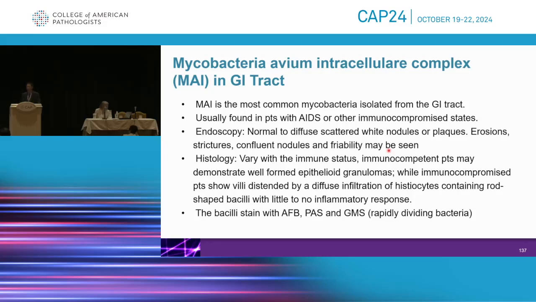And then the stains we use, AFB is positive, PAS, PASD, all positive. But remember, you can do GMS. GMS is a very good stain for fungi, right? But this also stains the mycobacteria, but the morphology is different. This one is thinner, more delicate. Fungi are always larger. So you can see the morphology is different.